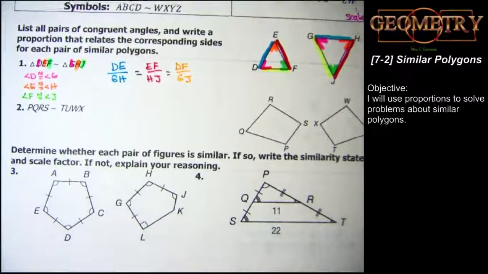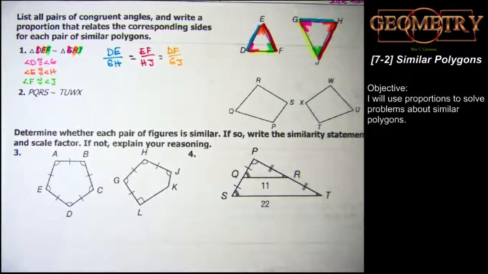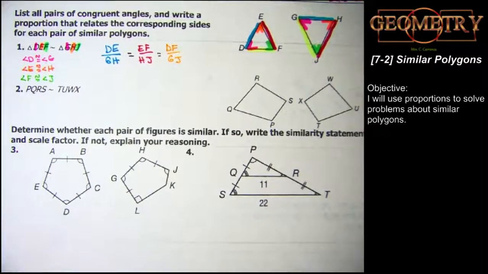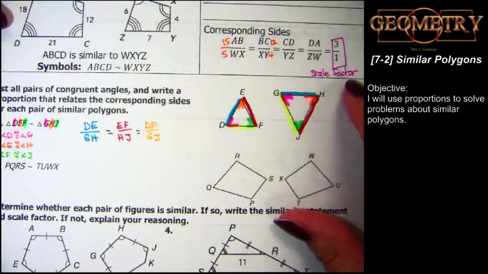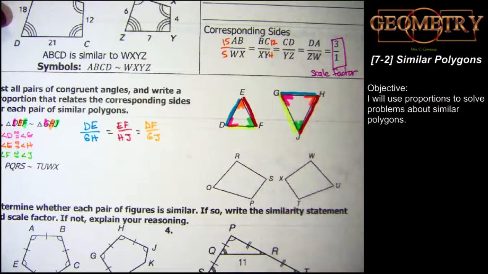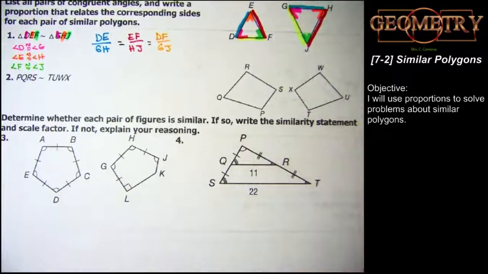Okay, let's do 3 and 4. We're going to determine whether each thing is similar. If it is, we're going to write the similarity statement and the scale factor. Recall that the scale factor is going to be this value, so we should have some numbers in there if we're going to give it a scale factor. And if not, we're going to explain our reasoning as to why these things aren't similar.